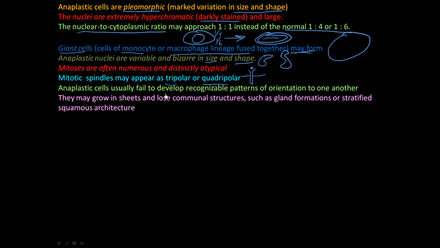Anaplastic cells usually fail to develop recognizable patterns of orientation towards one another, so they're just all over. If all the cells are, let's say, columnar epithelium, all the cells are big columns. Well, this might be a normal epithelium, and now the cells are going to be like this. That might be indicative of anaplastic cells or a malignant neoplasm. They may grow in sheets and lose community structures such as gland formation or stratified squamous architecture. They might lose their architecture.